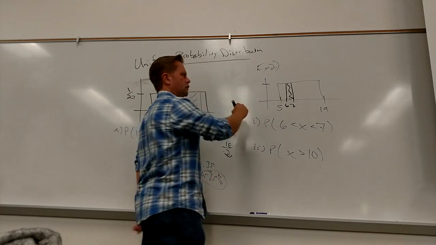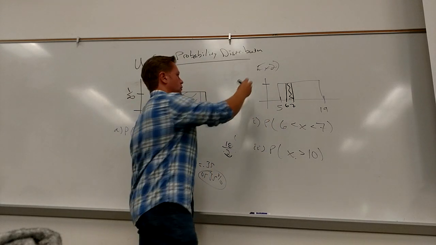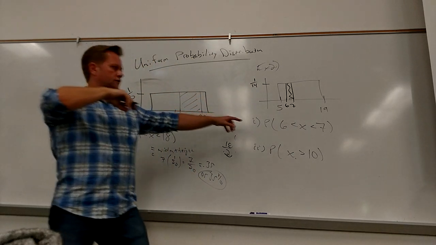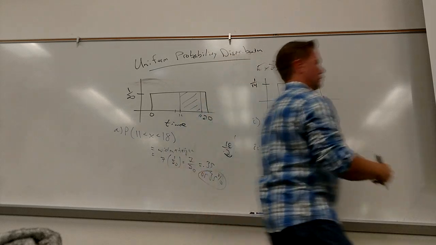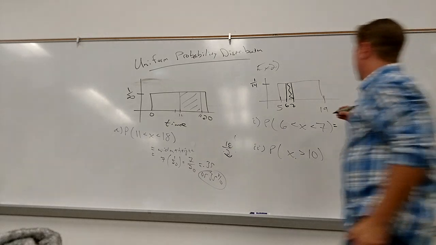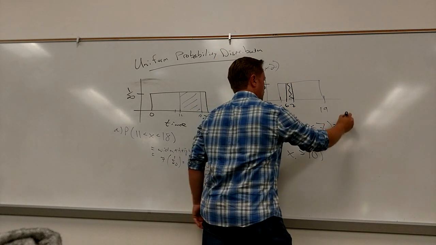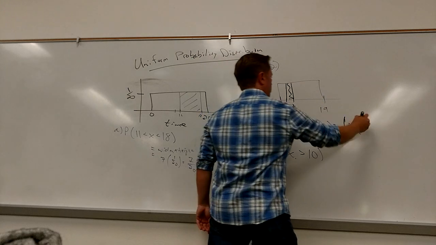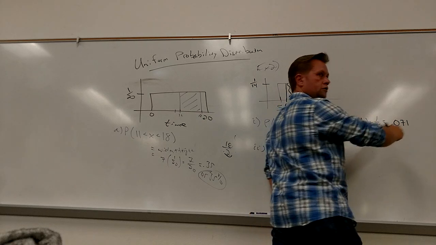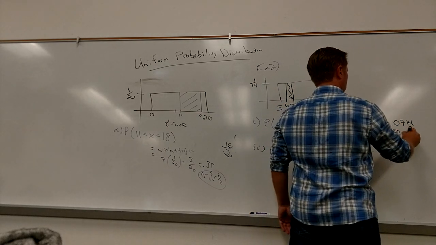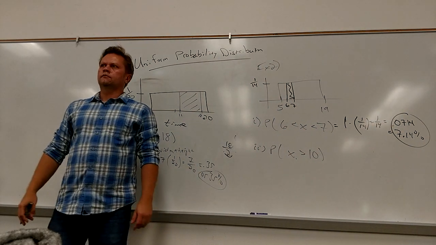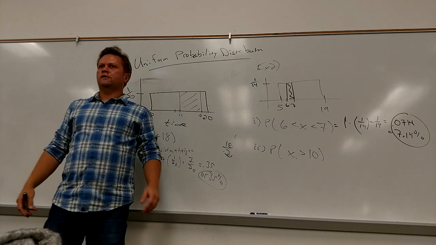How tall is this, by the way? 1/14. I like it. So then the probability from 6 to 7 would be... The width is 1 times the height is 1/14, so it's just 1/14, which is what? 0.0714? Sounds about right. Or 7.14%. So I'll take either one of those. To be honest, I would take 1/14 also. It's valid.